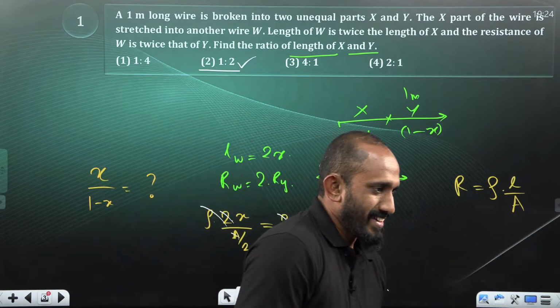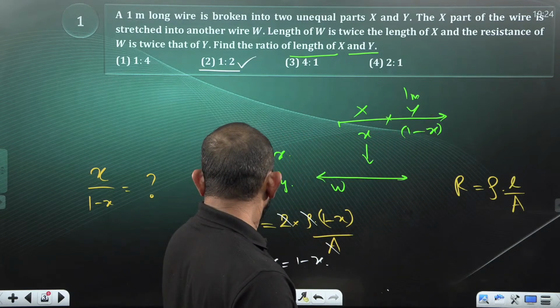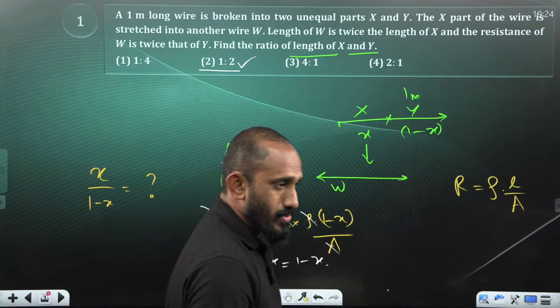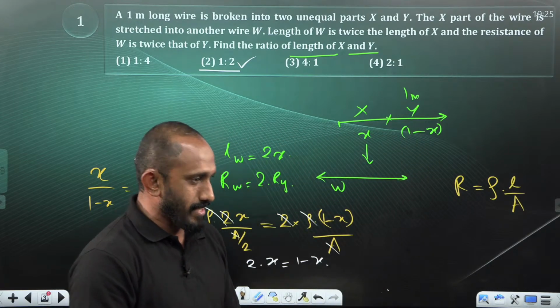Clear now? Yes, fine. Yeah, great. Ashmita, yes, got it. 2:1 or 1:2. Yes, great. Anna got the answer. Correct. Ashmita got the answer. Yes.